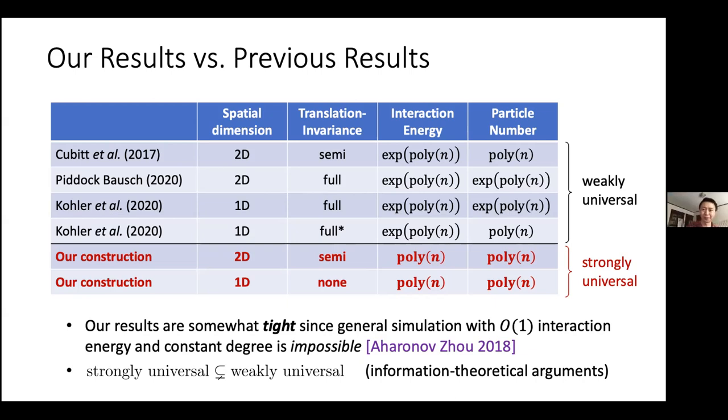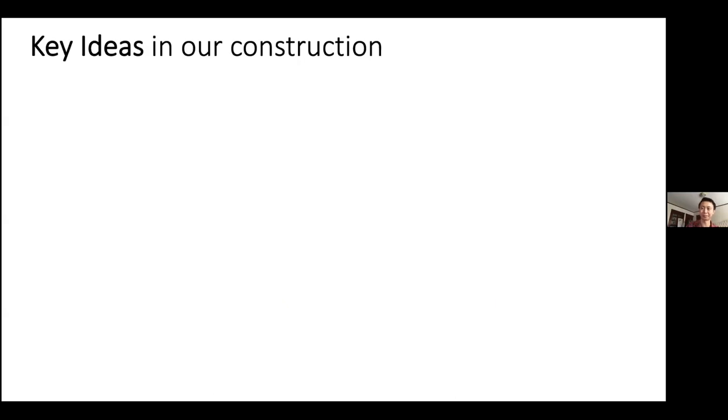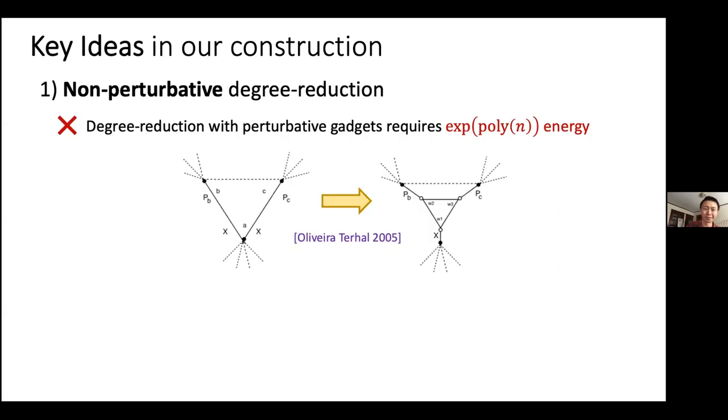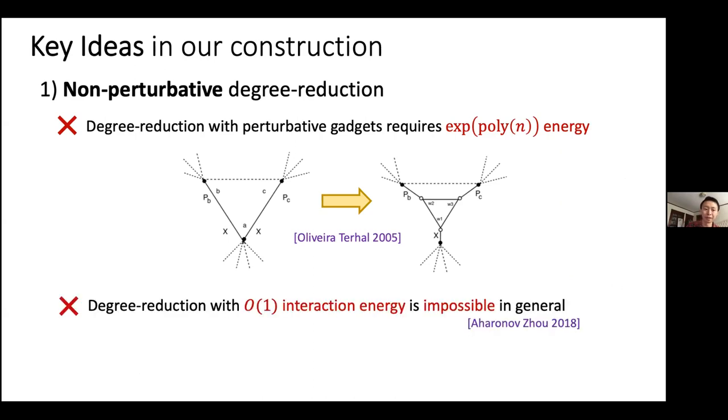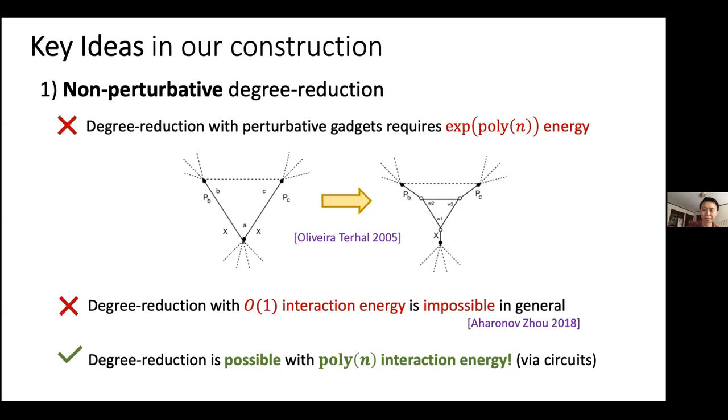So for the rest of my talk, I would just like to tell you a bit about the key ideas behind our construction. A key issue, as I mentioned before, is that in order to map general Hamiltonians to a simple finite dimensional lattice, a key problem is degree reduction. Previously, degree reduction has been done mostly with perturbative gadgets, and as I mentioned before, they require, in general, exponential energy. We also showed that degree reduction with constant energy is impossible. But that leaves open the possibility that you can potentially degree reduce with polynomial energy.